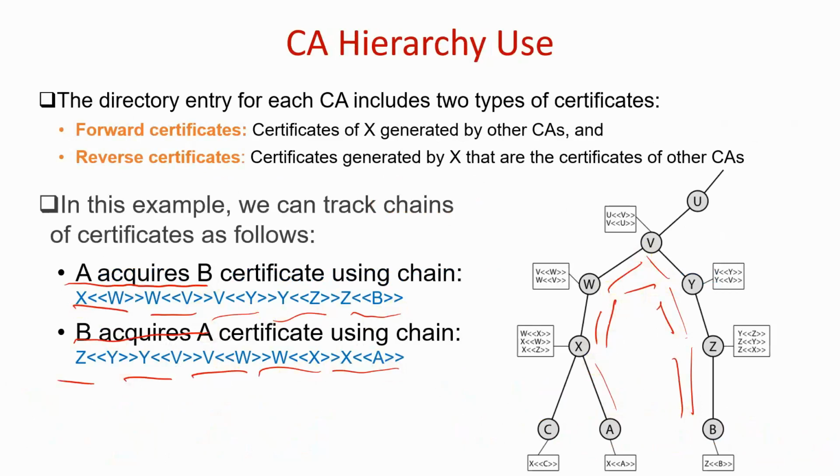Okay. Every certificate authority will maintain two lists. One is called the forward certificates, and one is called the reverse certificates. Forward certificates are the certificates of X generated by other CAs. So the certificate of X signed by Y, the certificate of X signed by Z, the certificate of X signed by W. And the reverse certificates are the certificates generated by X that are certificates of other CAs. So the certificate of W signed by X, V signed by X, Y signed by X, and so on. So they will maintain these lists so that they can actually provide a certificate chain to anyone who actually requires it.